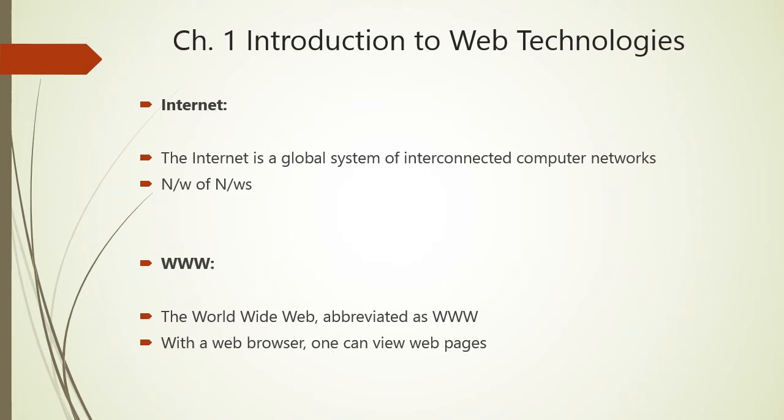The next concept is WWW, that is World Wide Web, also called the web. It is a system of interlinked hypertext documents which are accessed through the internet. With a web browser, we can view web pages which may contain text, images, videos and other multimedia.